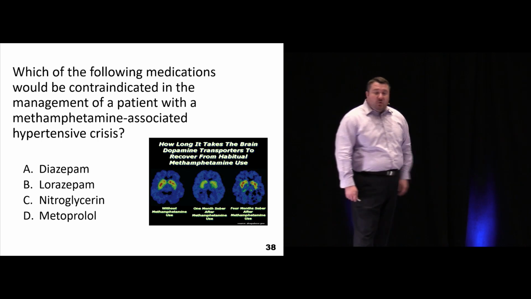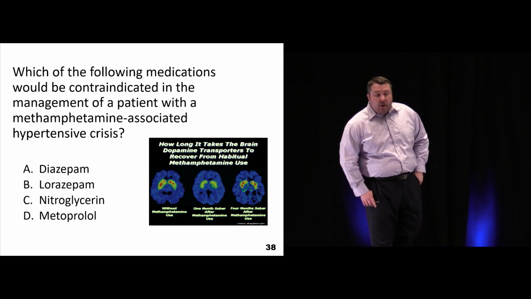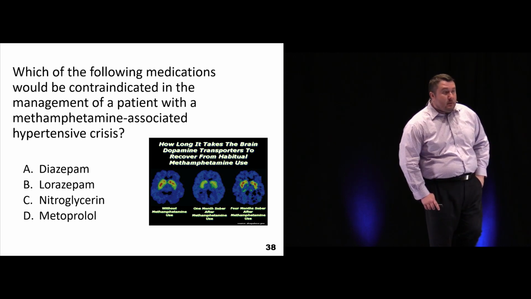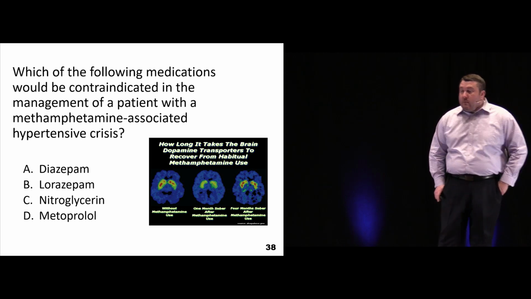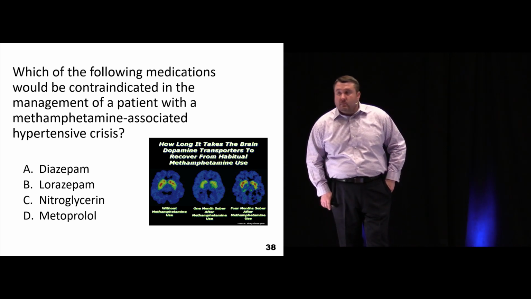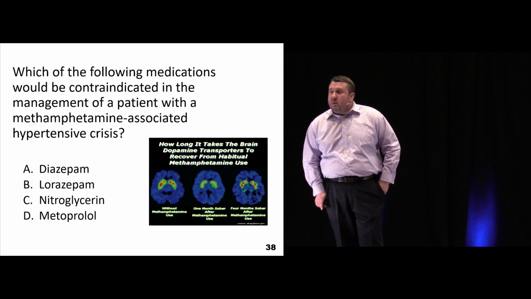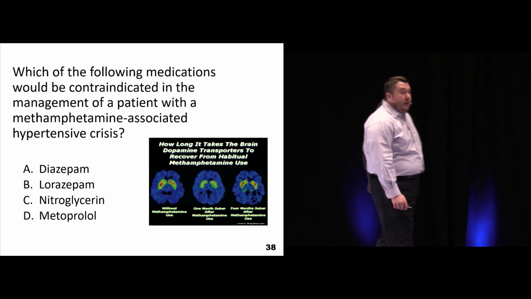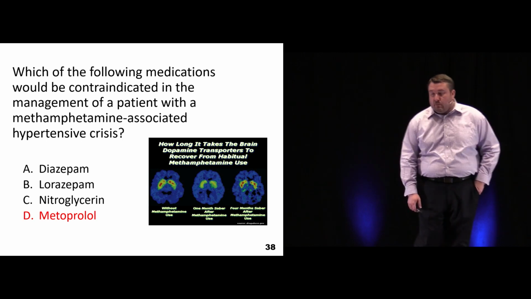Which of the following medications would be contraindicated in the patient with a methamphetamine-associated hypertensive crisis? They've done a little meth, now they're tweaking out. They're hypertensive as all get out. What should we not give them? Let's not give them metoprolol.